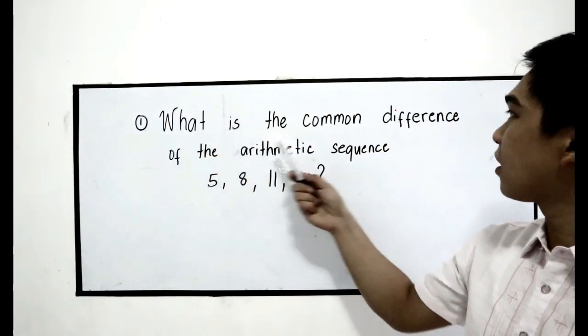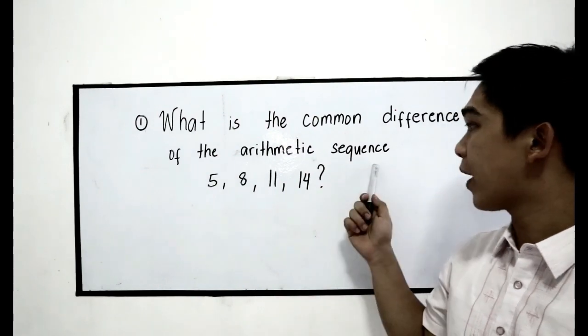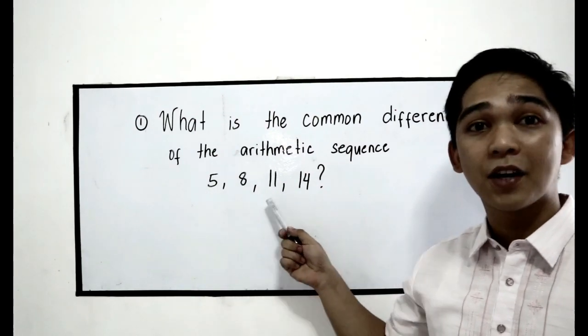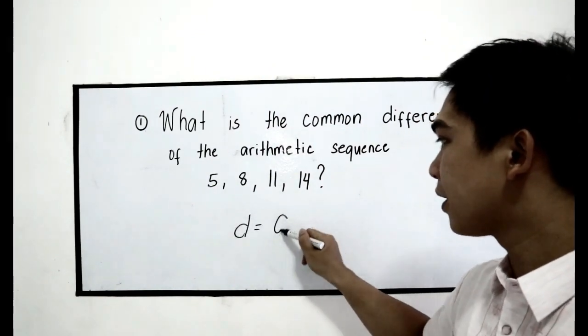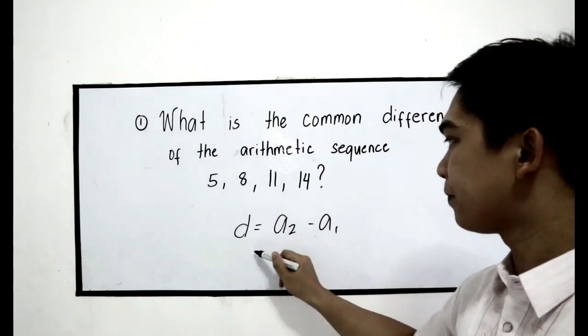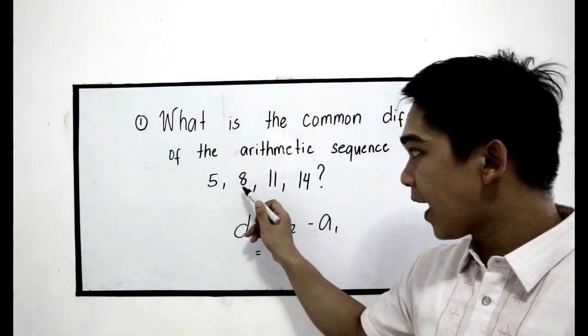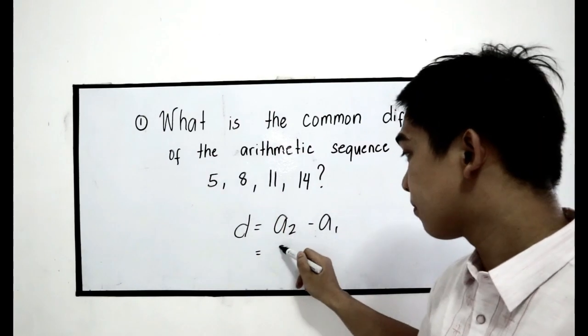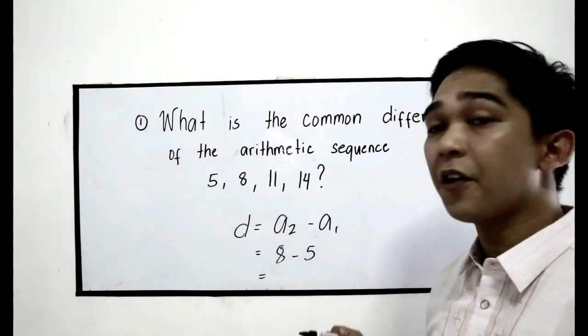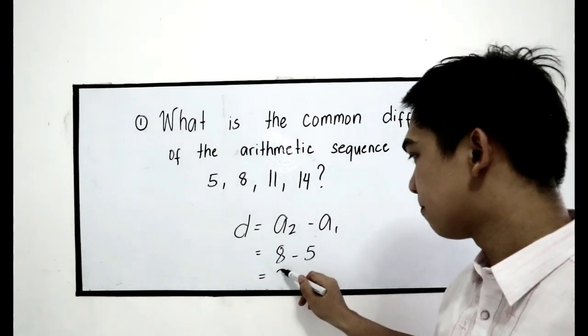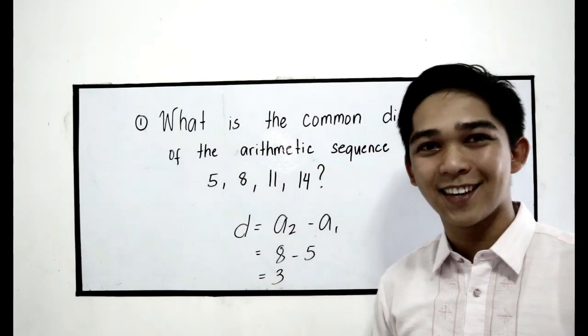Now let us check your understanding. Let's try some different examples from your lesson 1. Number 1, what is the common difference of the arithmetic sequence 5, 8, 11, 14? So the formula is d is equal to a2 minus a1. a2 is 8 minus a1 is 5. The difference is 3. So the common difference is 3.